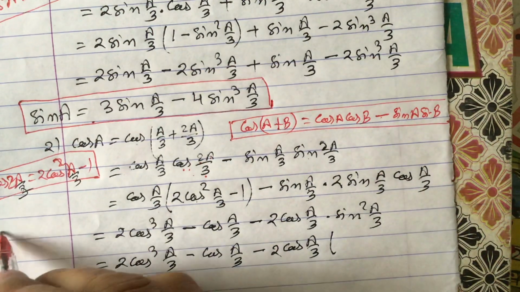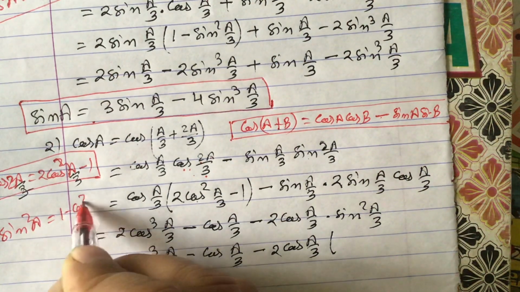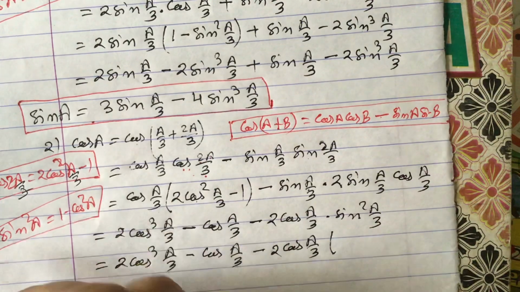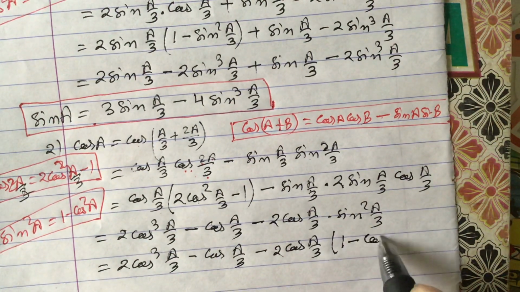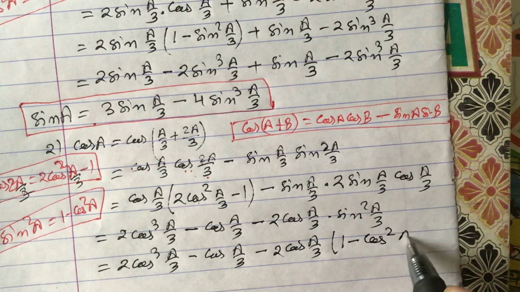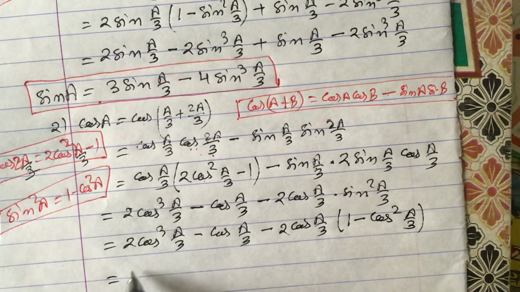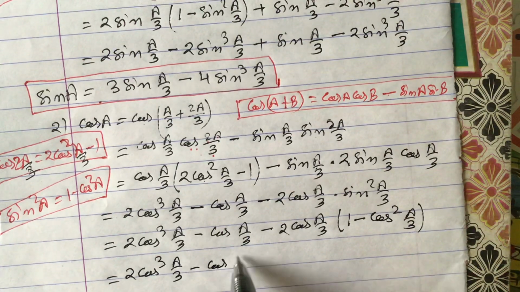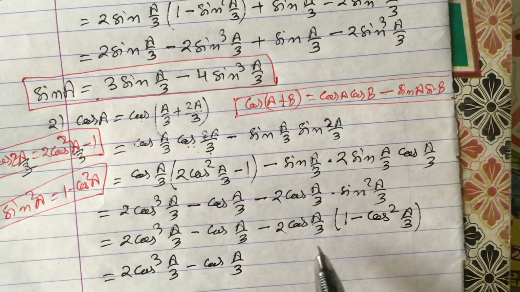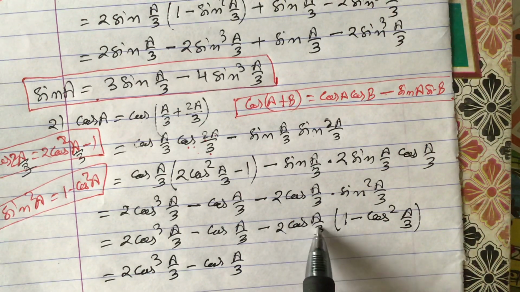Formula of sin square a: see, in class 8 you have learned sin square a is 1 minus cos square a. This formula we can apply, okay? If you apply this formula, then here 1 minus cos square a means here a by 3, not a. A by 3 we need to write. So now the other terms, 2 cos cube a by 3 minus cos a by 3, we can write as it is. Now this bracket we have to open, just multiply by minus 2 cos a by 3.